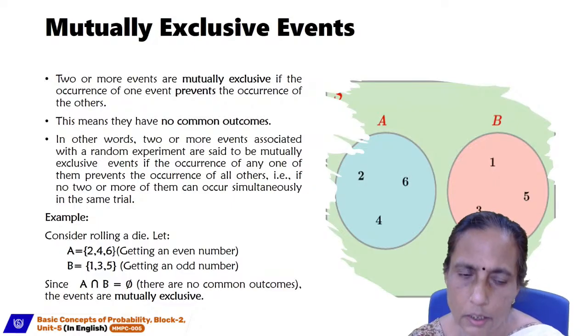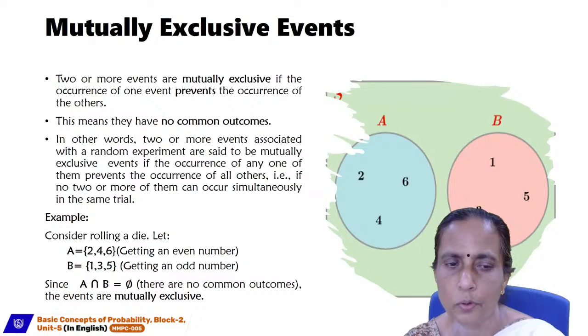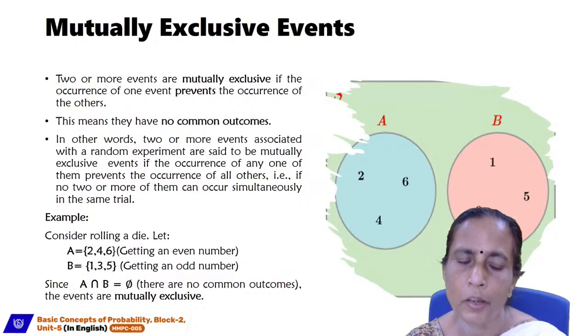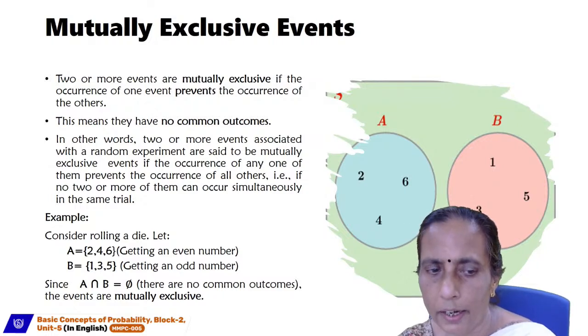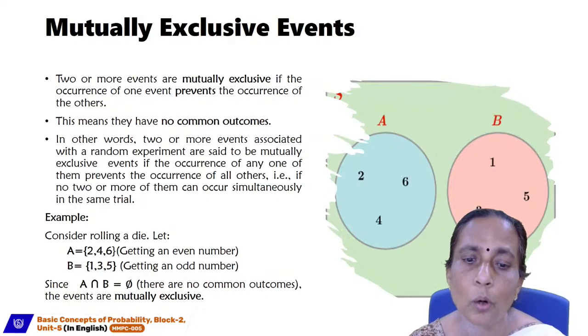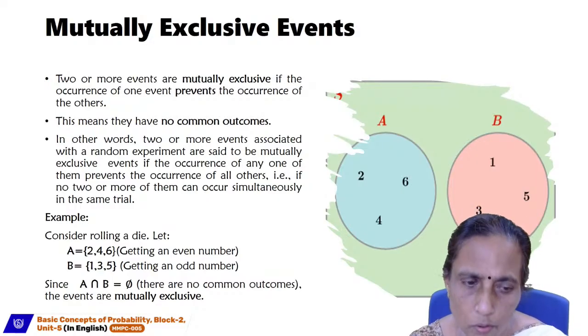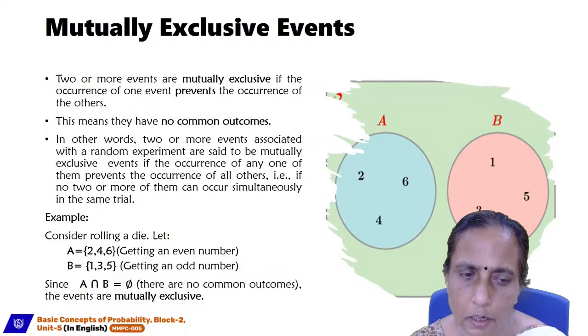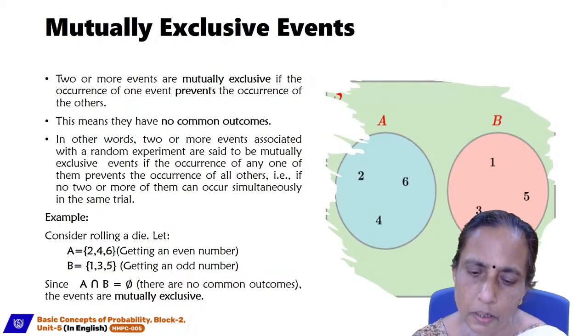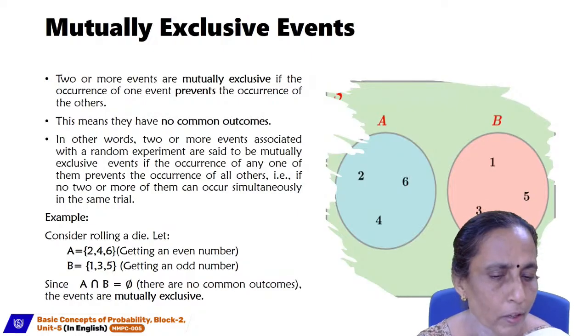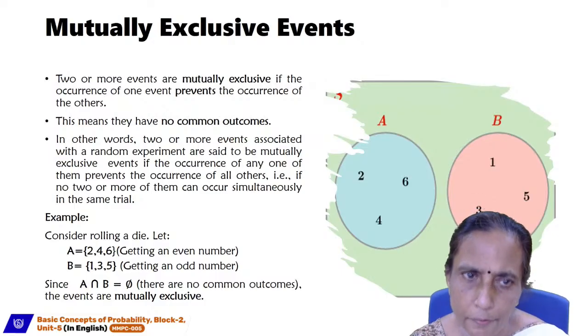When I consider rolling a die, let A equal 2, 4, 6, that is getting an even number, and B getting an odd number. If I take the intersection, A intersection B, there are no common outcomes. If A intersection B is equal to the empty set, then we say that event A and event B are mutually exclusive. That means the occurrence of one event never occurs with the other.